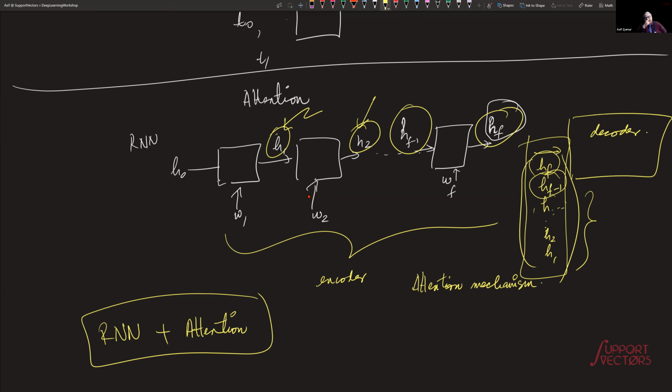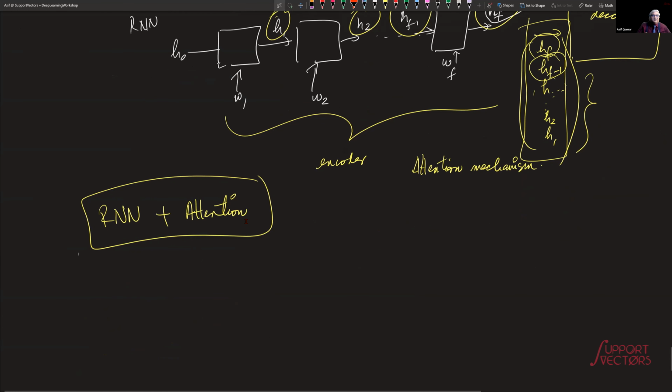By the way, I haven't gotten into the mathematics of it, because the only one we can cover within the scope of this workshop is the most important one, namely the transformer. So we'll go to the transformer right away.